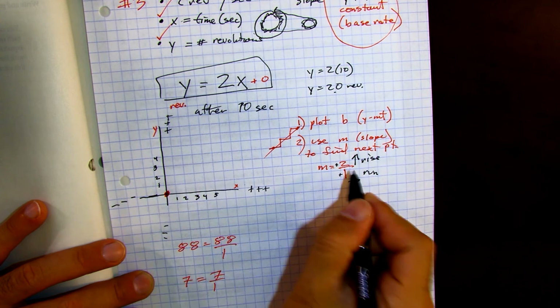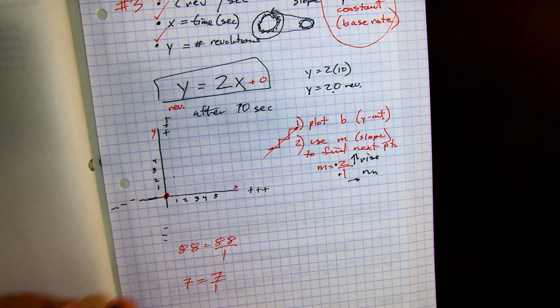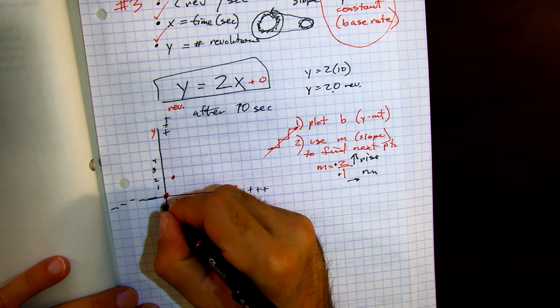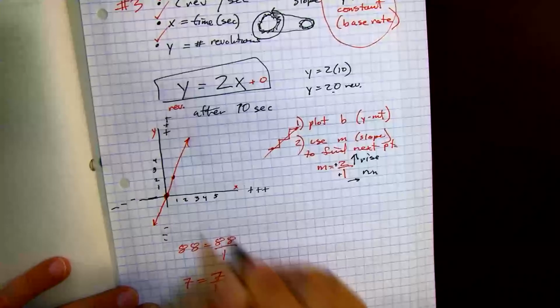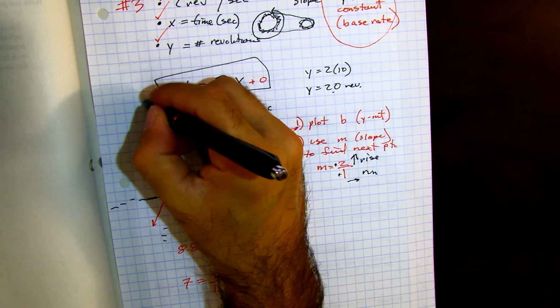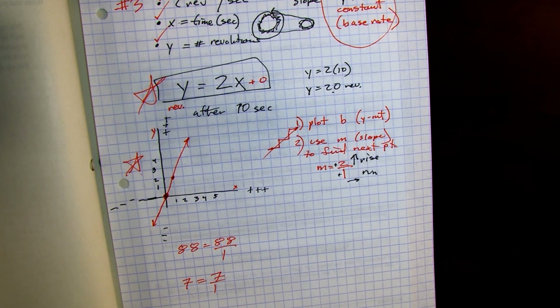So let's start here. We're going to go rise of 2, a run of 1, right there. So I got my other point, and now I can make my line. Done. So this is part of what I need to see: the graph and the equation.